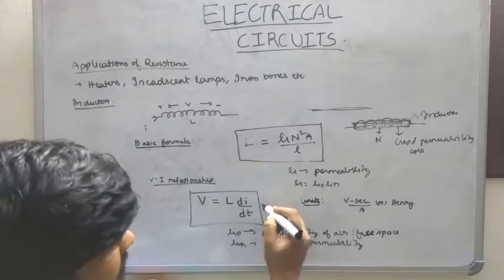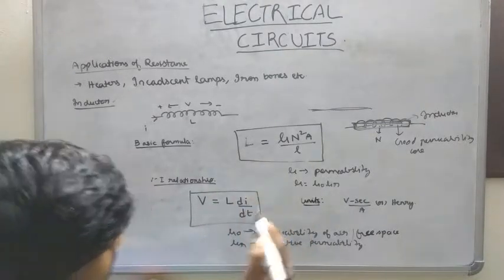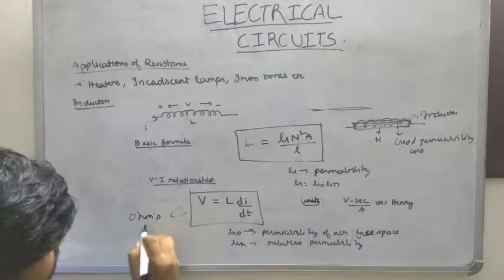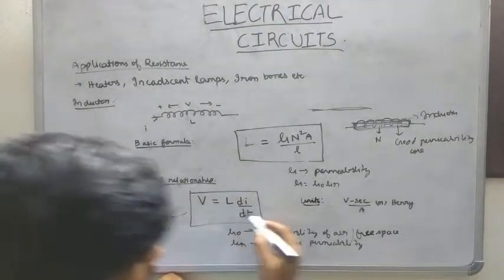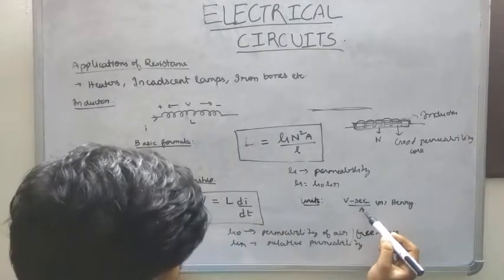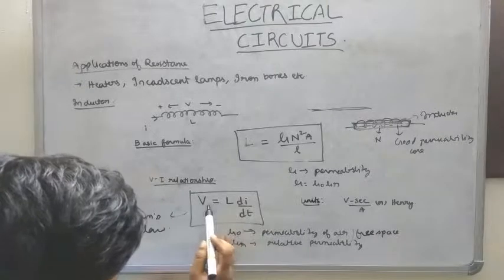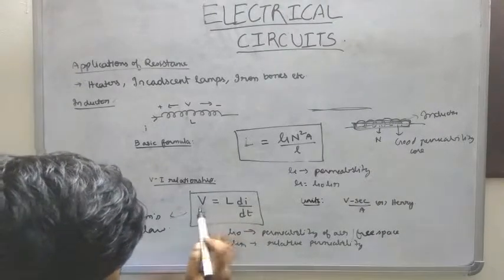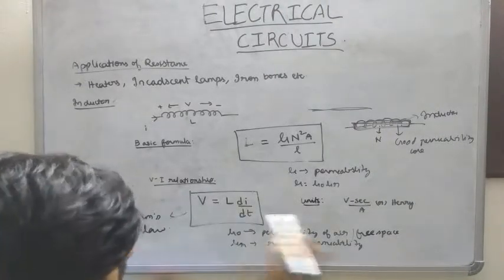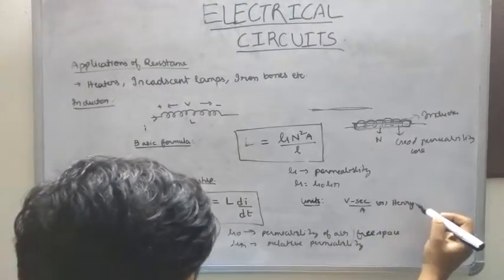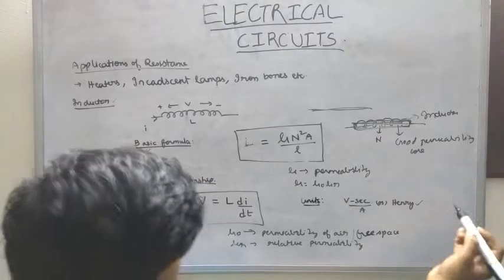So this is the VI relationship of an inductor: V is equal to L di by dt. This also comes under Ohm's law, and we will study this later. The units of inductance are volt second per ampere. As you can see, L is nothing but, if you shift the time unit here and the current unit down, we get volt second per ampere, or simply the unit of inductance is Henry.